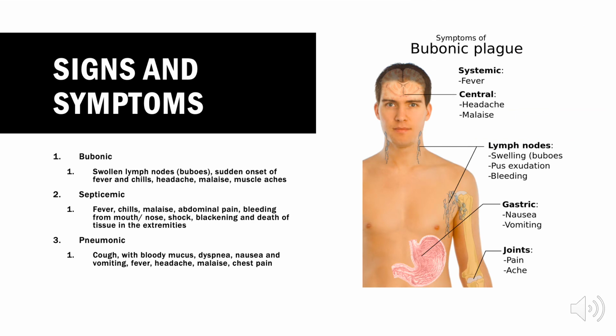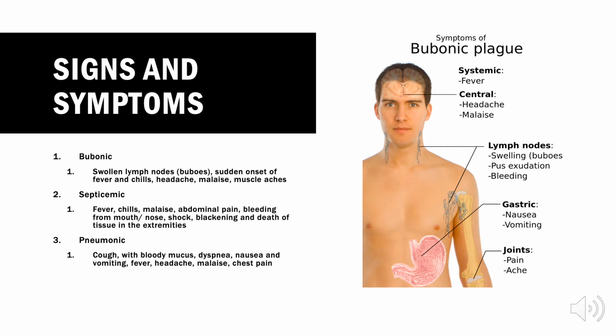So there are 3 different types of the bubonic plague. Bubonic is typically localized in the lymph nodes when they become swollen, and it's very visual, as you can see on the right. It just describes the symptoms systemically, centrally, and through other body systems. So the bubonic really just causes those flu-like symptoms with fever, chills, headache, weakness.